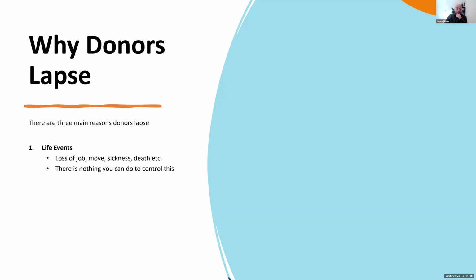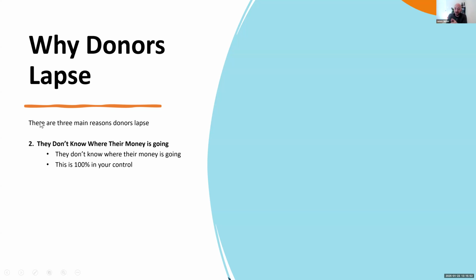But on my list, number one is life events. Okay. Loss of a job, a move, if you're a geographically focused organization, a sickness, a death in the family. These life events, there's really nothing that you can do to control. Okay, this is outside of your control. You can stay close to people when life events happen. You can support them through a loss of a job or a sickness or a death in the family, but you can't control it. So we're going to focus most of our time and attention on number two and number three. But with life events, no, you can't control it. You should stay close to those donors and support them as best you can. But really, it's outside of your control. The next two, however, are entirely within our control to change. Okay.